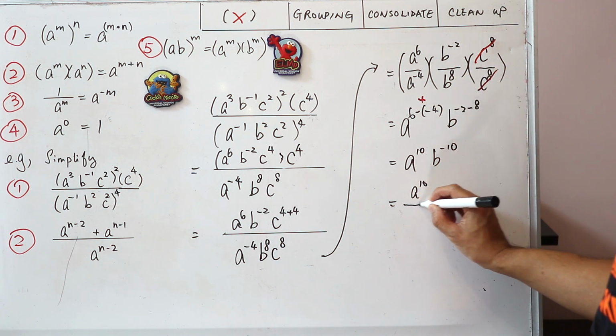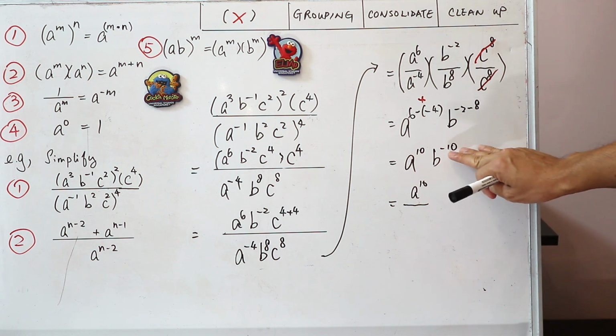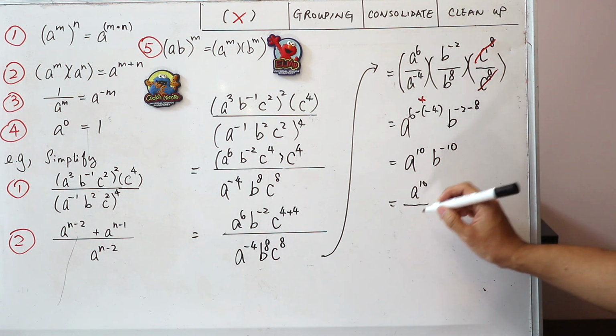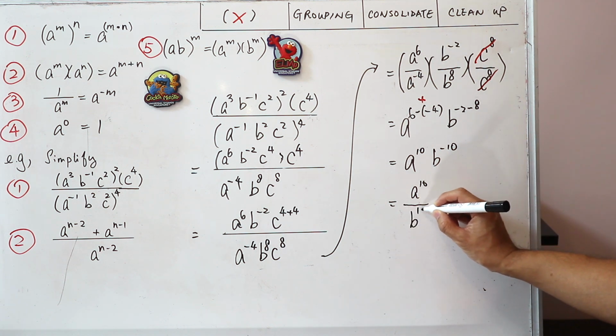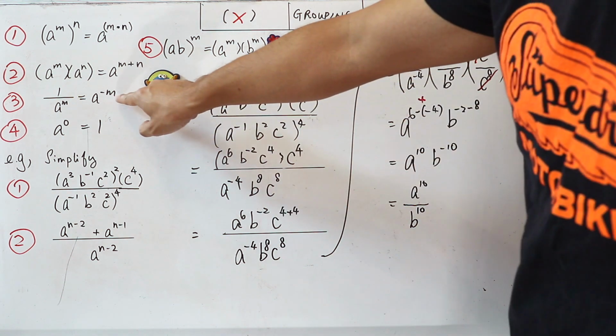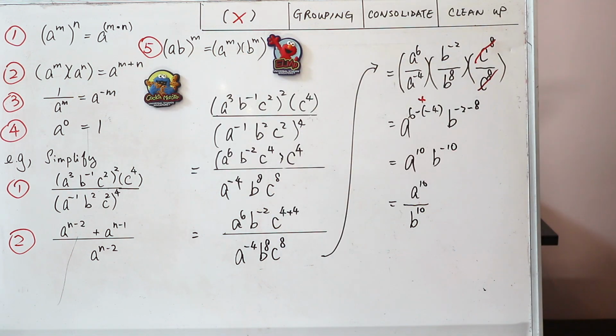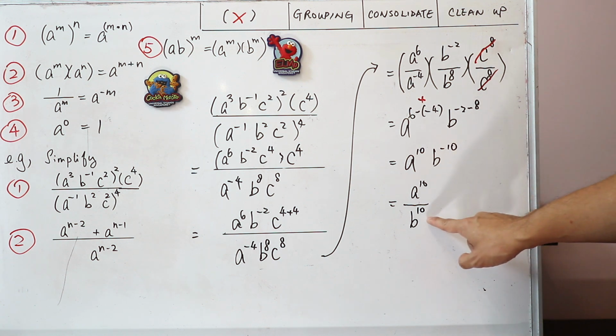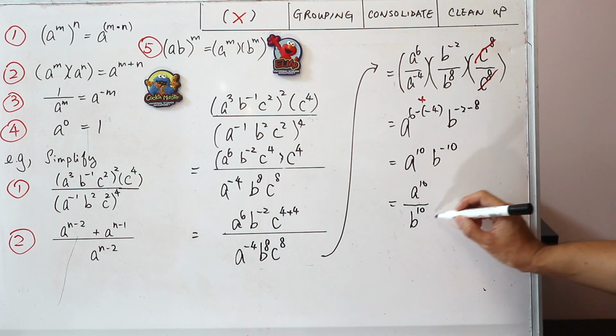So we actually bring the b term from the numerator to the denominator. So it will become b to the power 10. We're actually applying this law here, law number 3. Because any index, if you bring it from the numerator to the denominator, you negate it. Okay, so that's your answer.